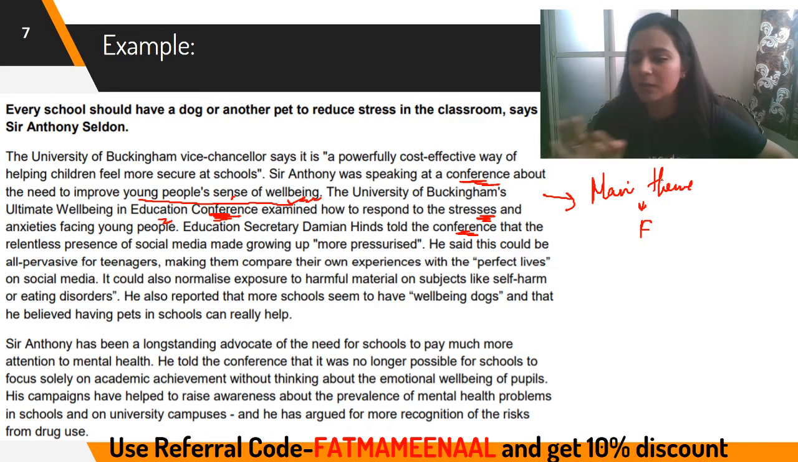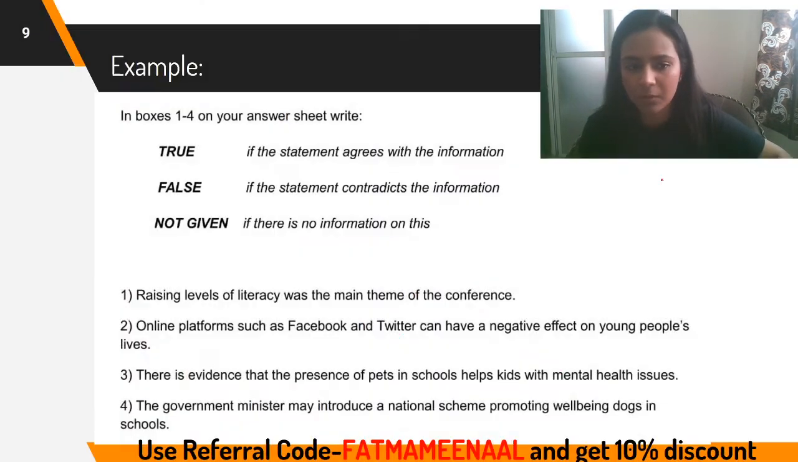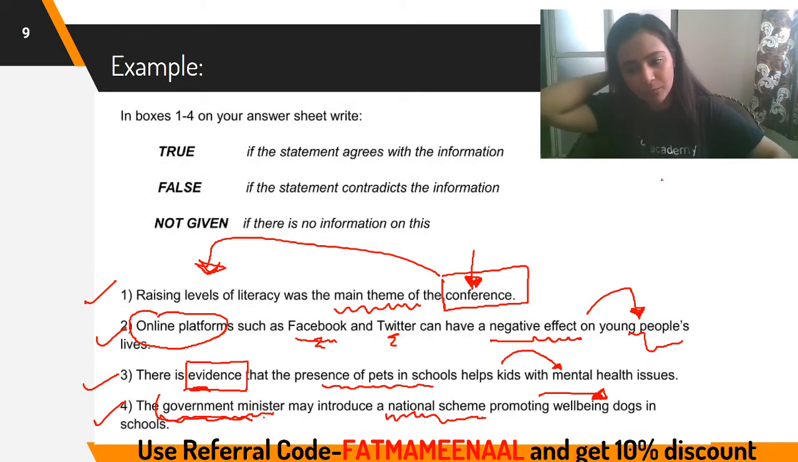It is not mentioned anywhere that the theme was raising levels of literacy. Literacy has no connection with the conference. Conference was all about sense of well-being. Shivani, we are solving first true, first not given question, so it's going to be false for you. Okay? Did you remember? So your answer is actually false. Yeah, I got it.